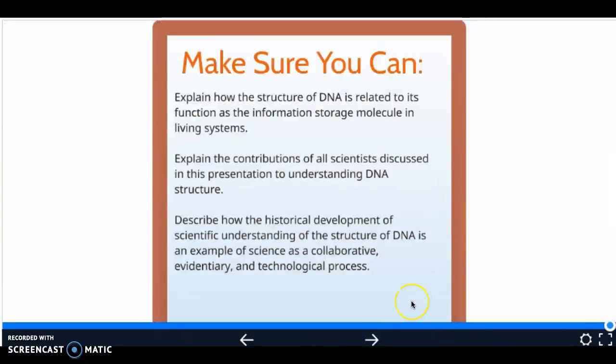To be able to do is to be able to explain how the structure of DNA is related to its function, and explain the contributions of those scientists to our understanding of DNA and the historical developments that led to that scientific discovery. And it's important that you know that because those are names that will appear at some point again, and so you want to make sure you know them, just like we knew Mendel, Darwin, and some of the others that we've talked about up to now.